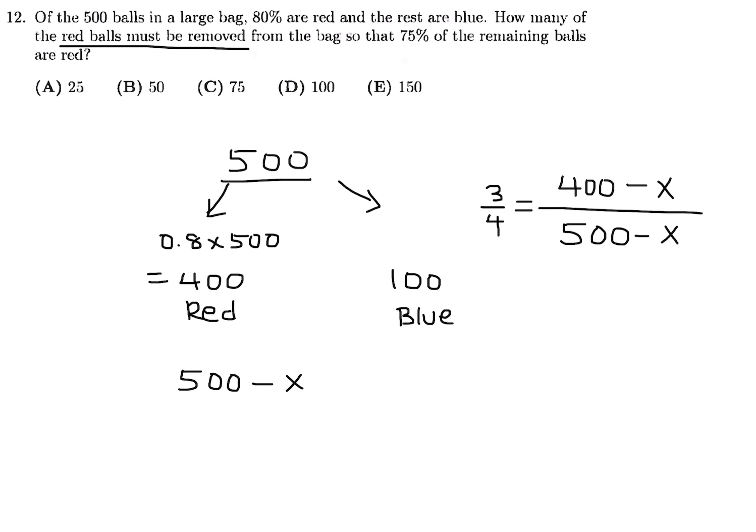So if you do the cross multiplication, you get 1,500 minus 3x is equal to 1,600 minus 4x. And therefore, let's see here, 100 would be equal to x. And that's it. So number 12, the answer is D.